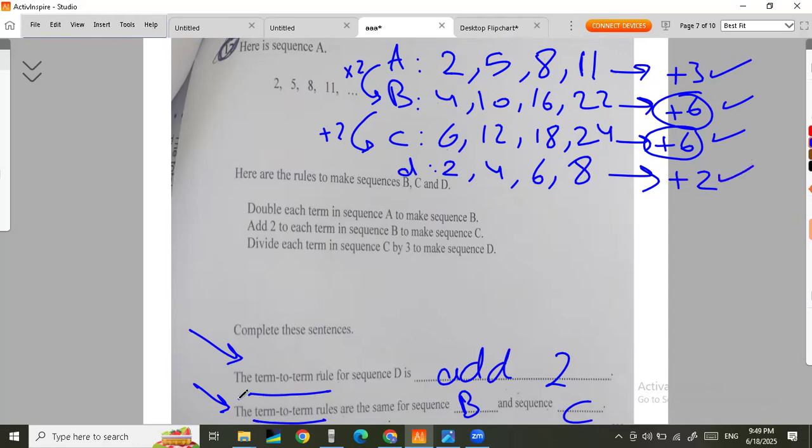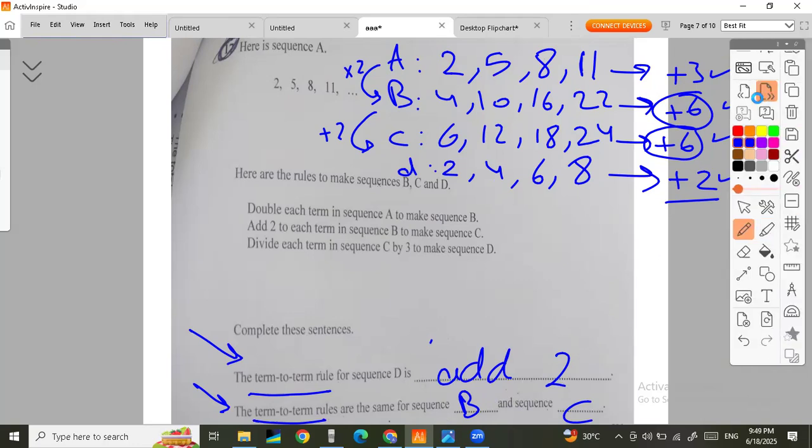So the question here says the term to term rule for sequence D is add 2. So write it in words, add 2. The term to term rules are the same for which sequences? Sequence B and sequence C, the term to term rule in them are the same. So it's B and C.